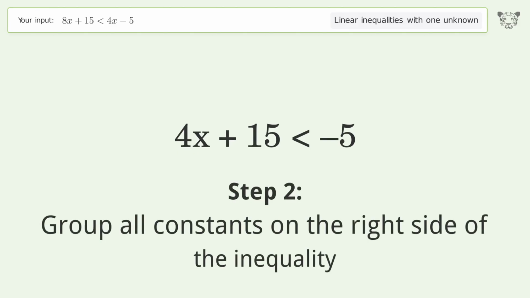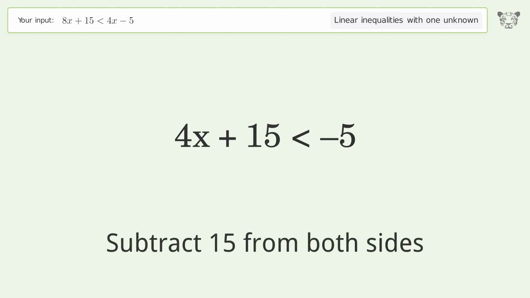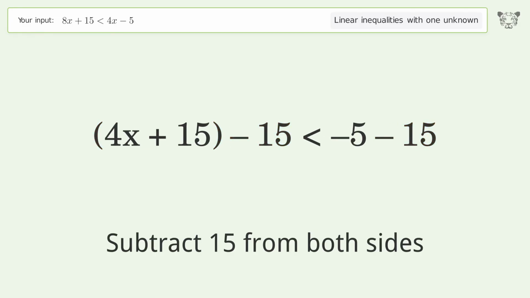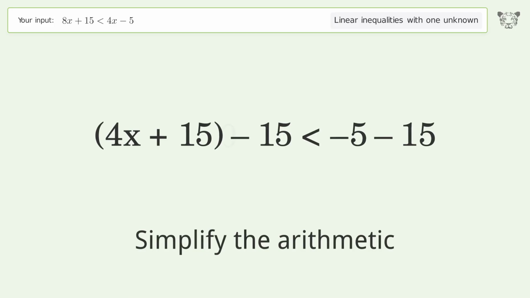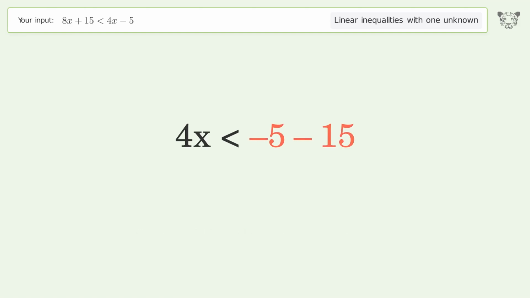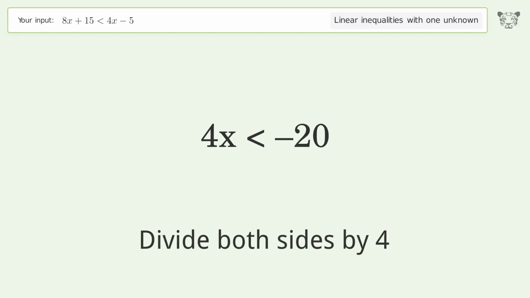Group all constants on the right side of the inequality. Subtract 15 from both sides. Simplify the arithmetic. Isolate the x. Divide both sides by 4.